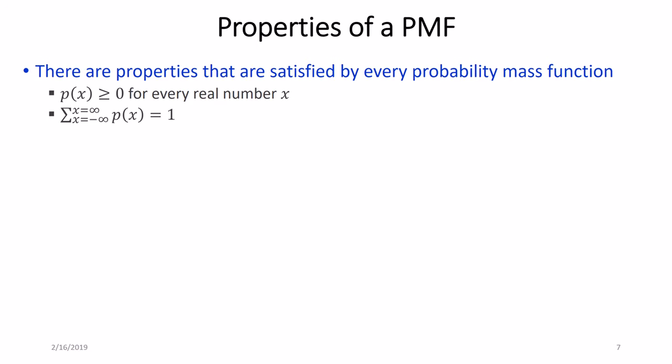Here are the properties of a PMF. The probability of a variable taking a value x, or P(x), is greater than or equal to 0 for every real number x, and the sum of P(x) for all x is equal to 1.